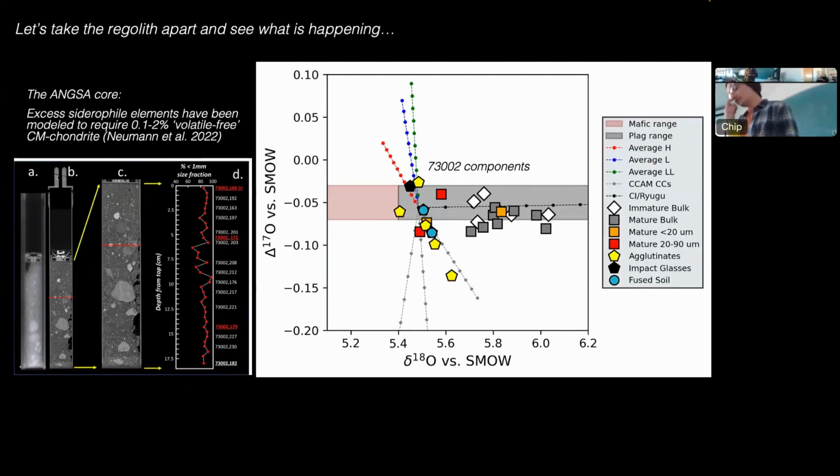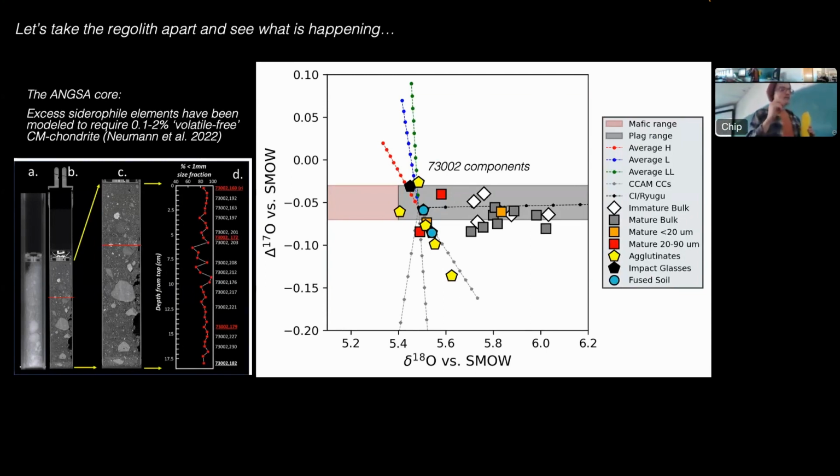And we've taken this material apart. Specifically, during the ANGSA initiative, we've taken the components apart within 73002 to separate these components, whether it be the regolith and the individual things within it. Here I'm showing you the same big delta 17O plot showing 73002 taken apart. I've measured almost everything in the sample: the immature fraction, the mature fraction, different size fractions, and individual things within it.